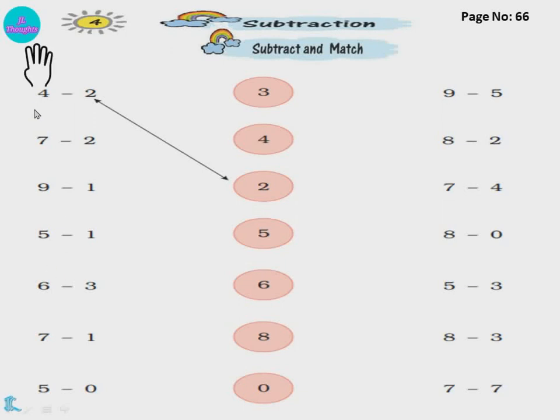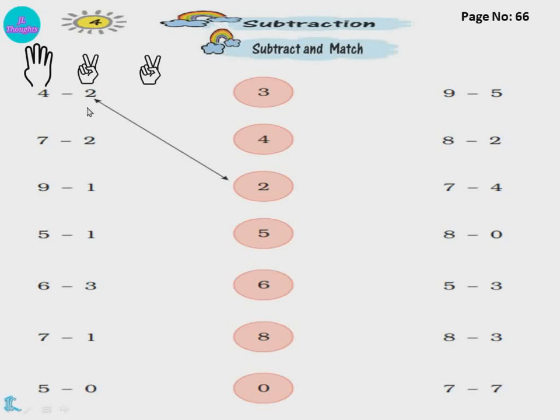So 4 minus 2 means open 4 fingers in your hand and then minus 2, that is subtract 2. Then what did I say? Subtract means take away, remove. So out of 4 fingers you have to close 2 fingers. Then how many fingers are opened? 2 fingers are opened. Out of 4 I have to close 2 more. Then how many are open? 2 are open. So 4 minus 2 is 2.